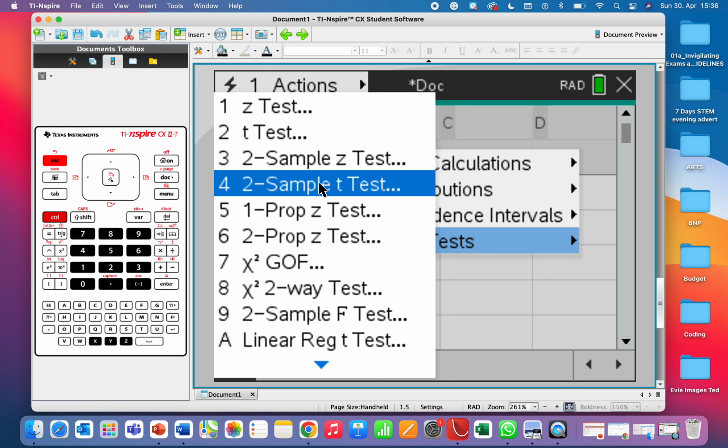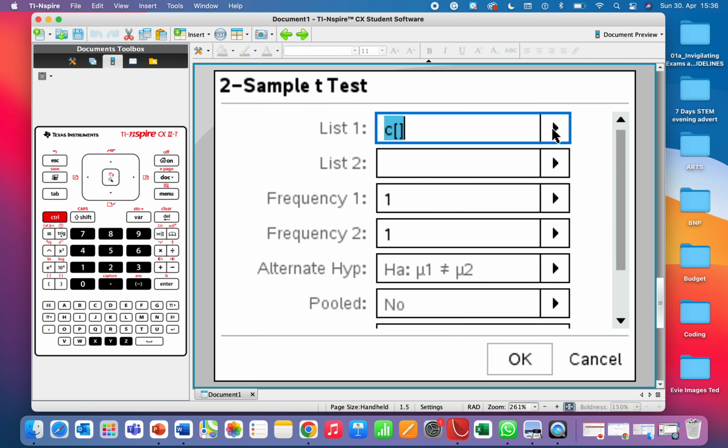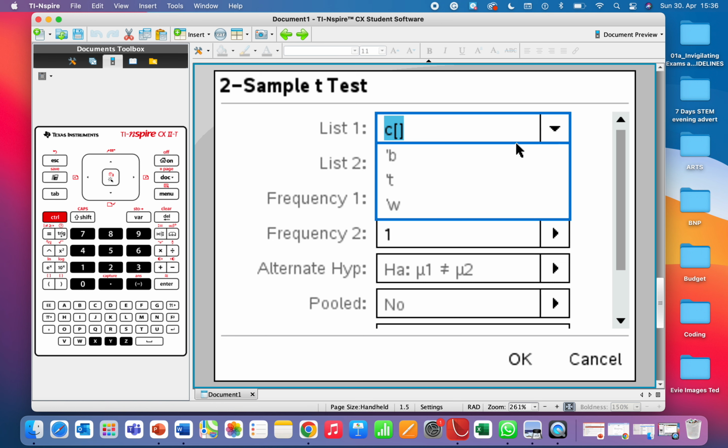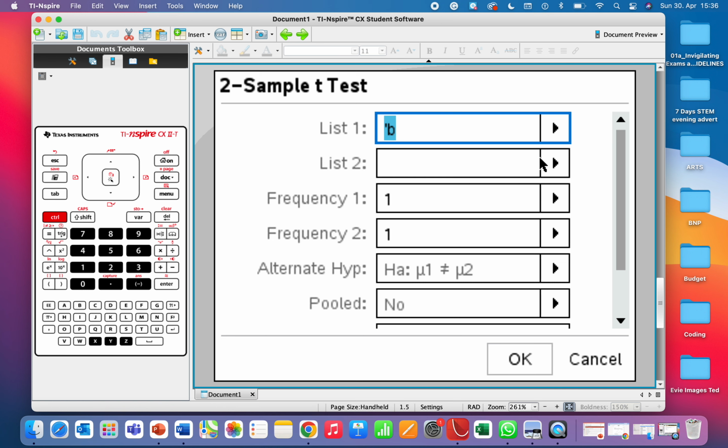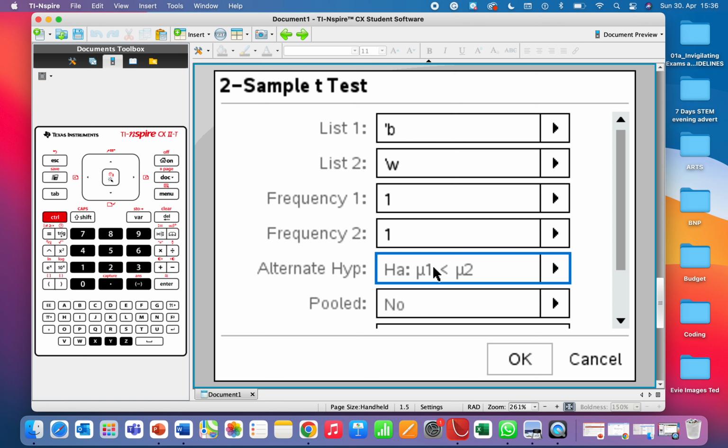So it's a two-sample t-test because it tells us that. We have data, we don't have the statistics, the means and standard deviations. We have data, so that's fine. And then okay it. List one we are going to call the black geese, list 2 the weights of the white geese, and the alternative is that the black is less than the white. Now mu1 tags to list 1, that is B, the weights of the black, is less than mu2 tags to list 2. So it looks good there.